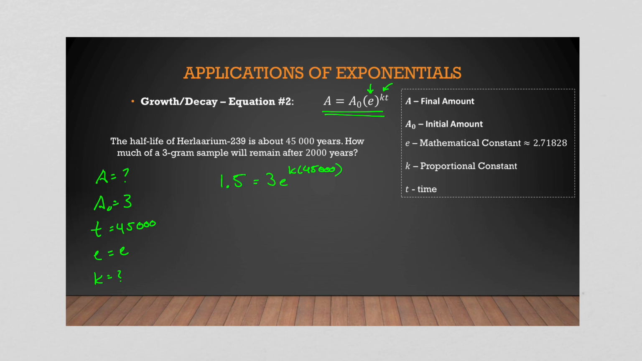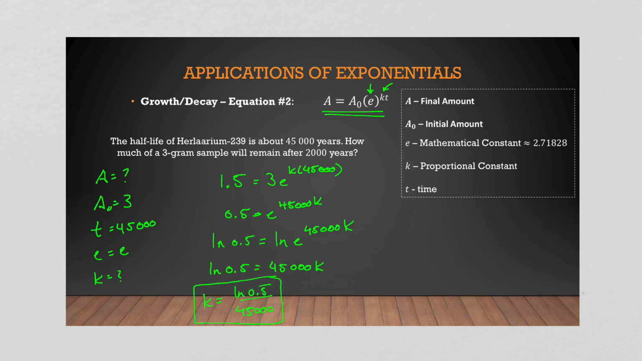Now divide both sides by 3 and you get 0.5 equals e to the 45,000k. In order to do this, we take the natural logarithm of both sides of the equation. Again, we will do this in later sections, but I wanted to show you this equation. The natural logarithm of the constant e is just 1. So we end up with the natural log of 0.5 equals 45,000k. That means k is equal to the natural log of 0.5 over 45,000. So now you've solved for k. Don't worry about crunching that number. You have a value for k.